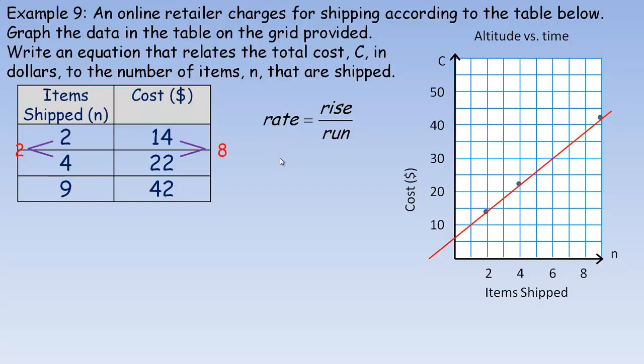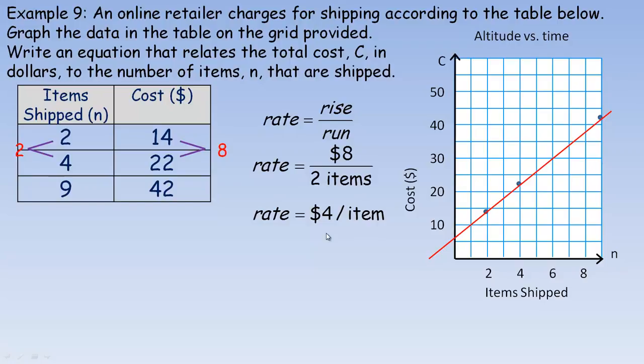Remember, rate is rise over run. This 8 would represent $8. So $8 is the rise, and 2 is actually 2 items. There's 2 things being shipped. It's important to write those units so you understand what the rate represents. 8 divided by 2 is 4. So that rate represents that you're being charged $4 per item that's being shipped.